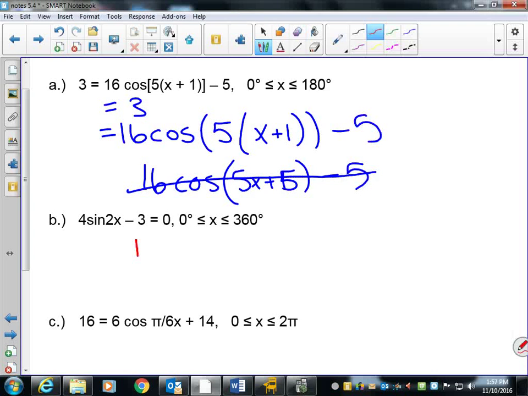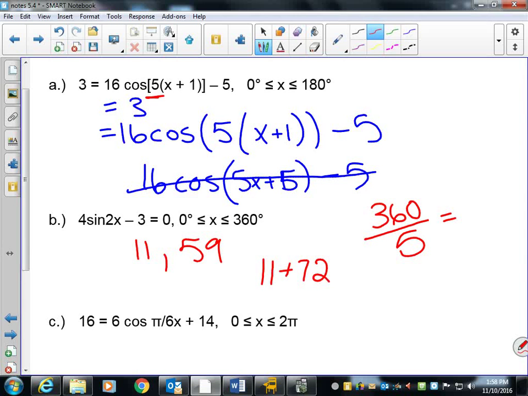And when we do that, how do I know my period length? Well, I know my B value is 5, and I'm in degrees, right? So the period length for cos is 360. 360 divided by 5 will give me my new period length. 360 divided by 5 is 72. So it's really 11 plus 72 to get my next number. That gives me 83.